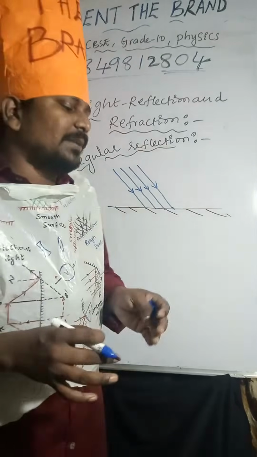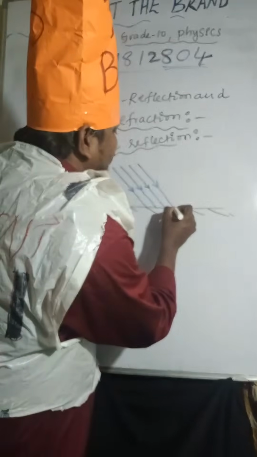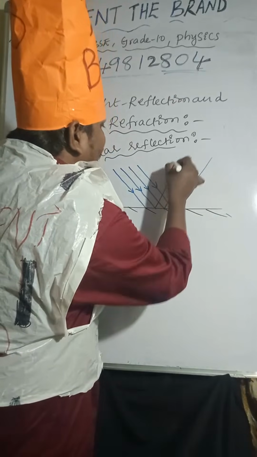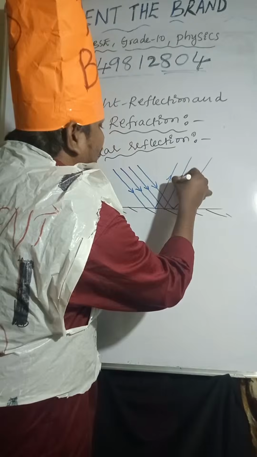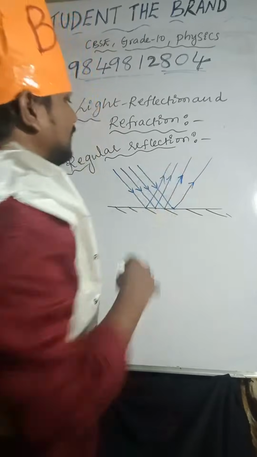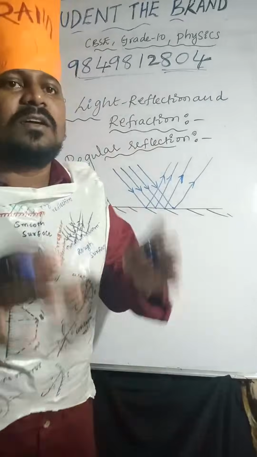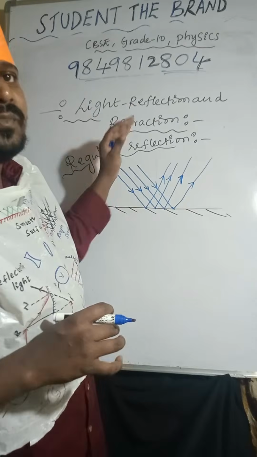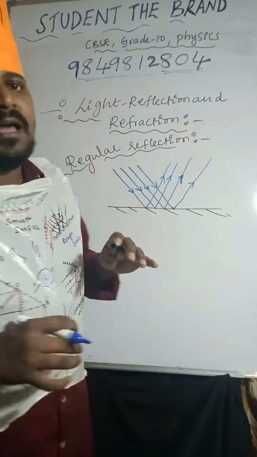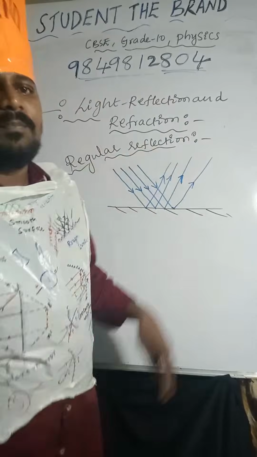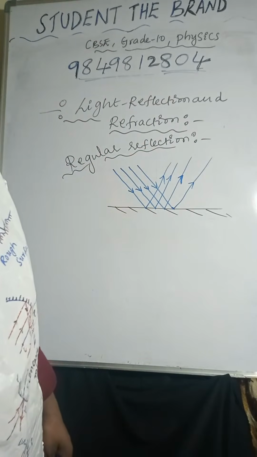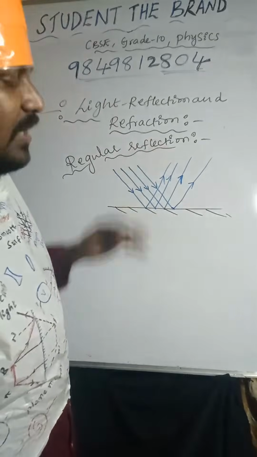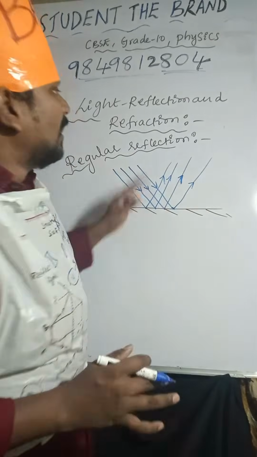The incident light rays are parallel, and the reflected light rays are also parallel to each other. This type of reflection is called regular reflection.